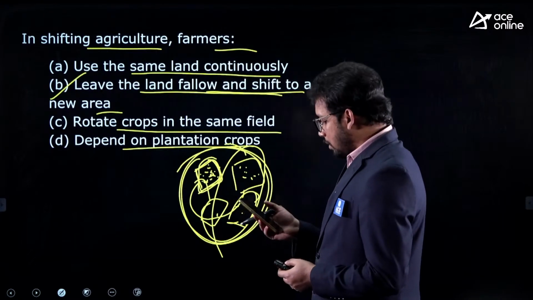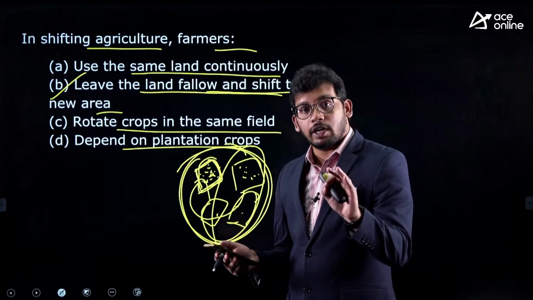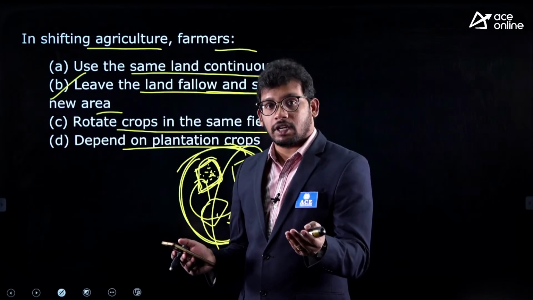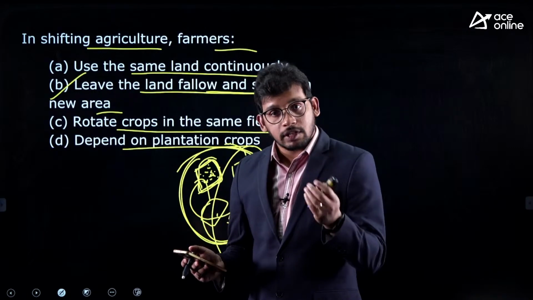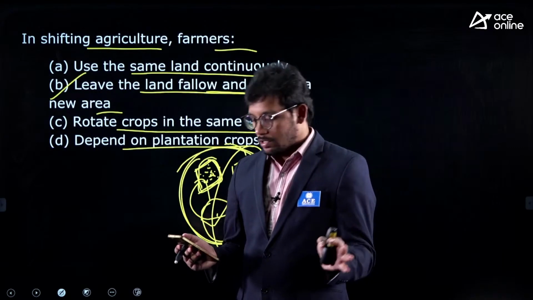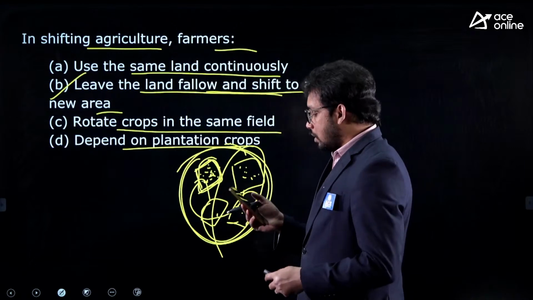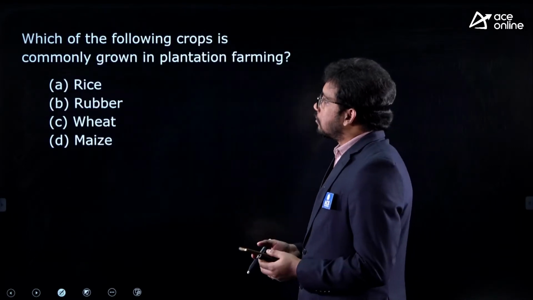So answer is B. From agriculture also you will get 2-3 questions mandatorily, current affairs agriculture or static agriculture. This is a very important part in any of the exams, right? So this is the answer, that is B.